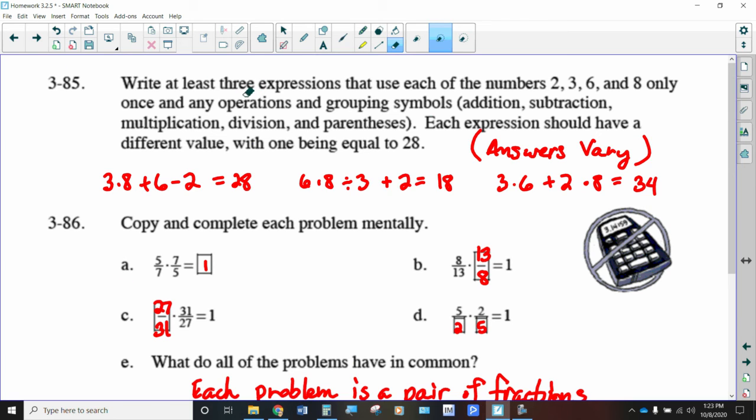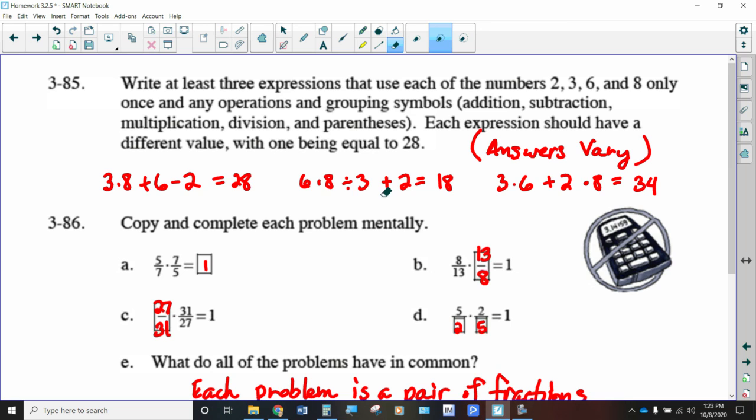Write at least 3 expressions that use these numbers, 2, 3, 6, and 8, only once in any operations and grouping symbols. Each expression should have a different value, with one of them being equal to 28. All right, so I started off by figuring out what combination of operations I could use with these numbers that would get me to 28. So 3 times 8 is 24, 24 plus 6 is 30, and 30 minus 2 is 28.